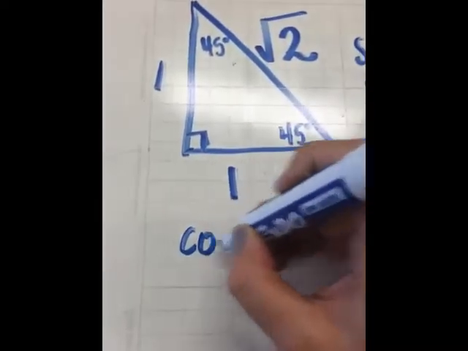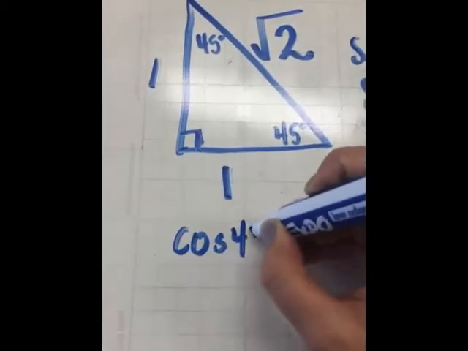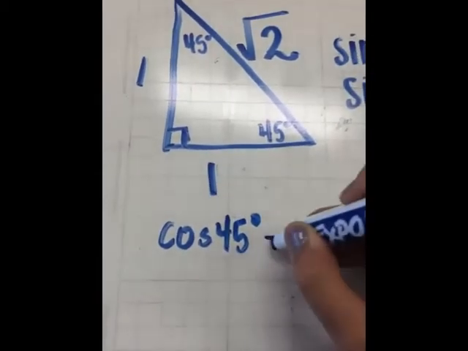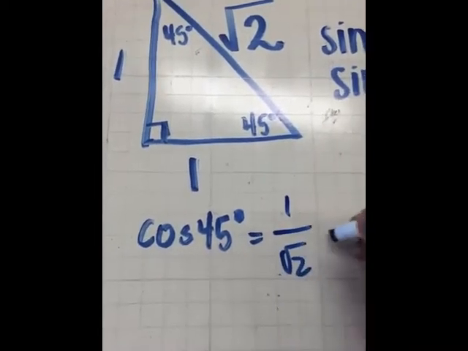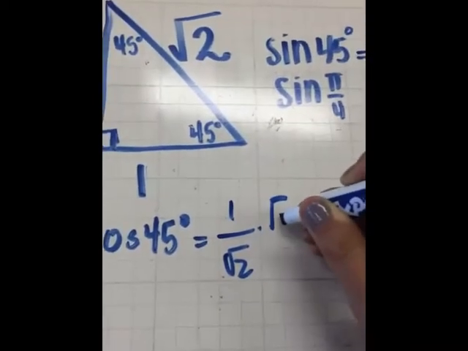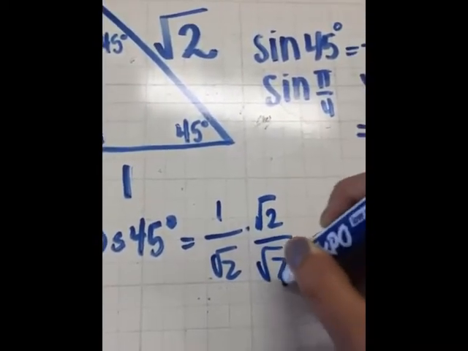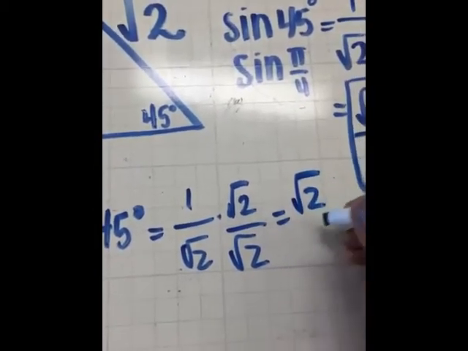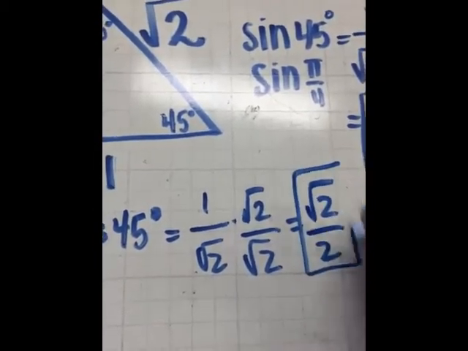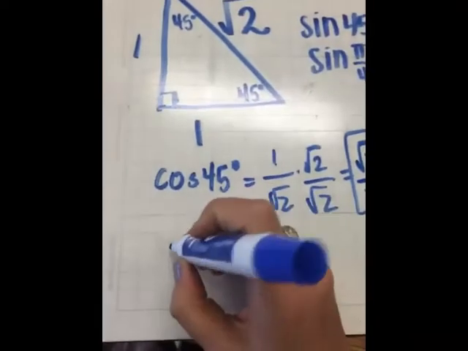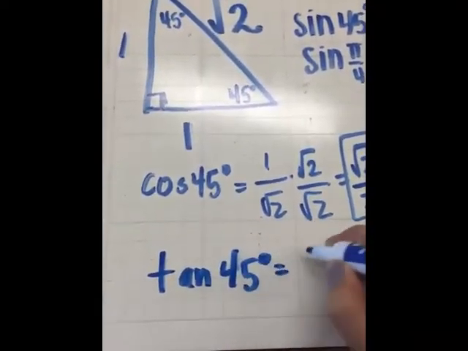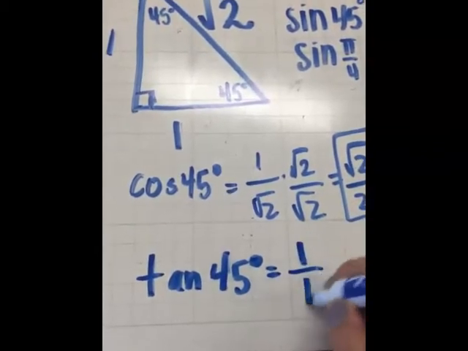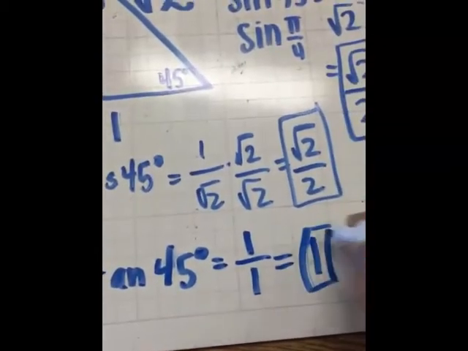Cosine of 45 would be adjacent over hypotenuse, which is, again, 1 over root 2, rationalize to get root 2 over 2. And then tangent of 45 would be opposite over adjacent, 1 over 1, which is just 1.